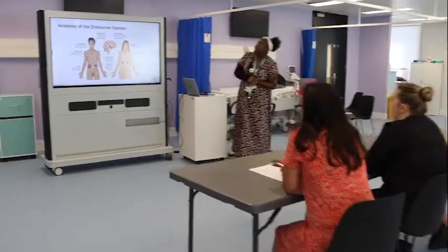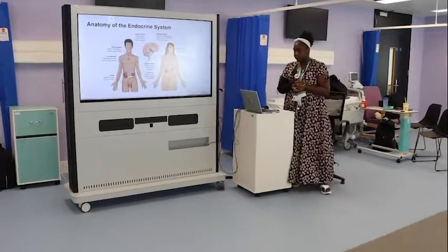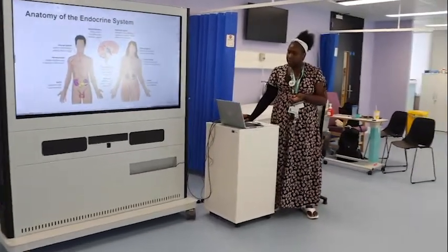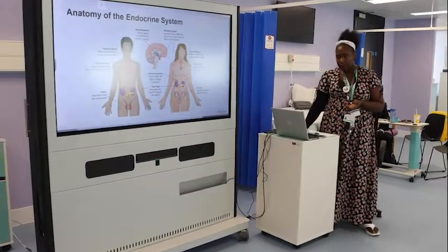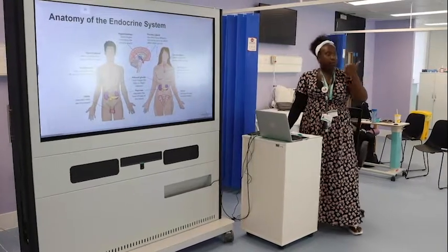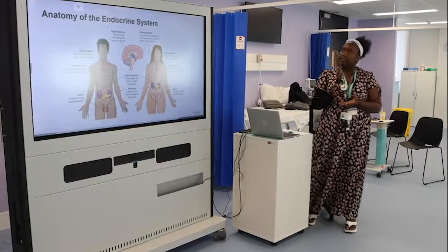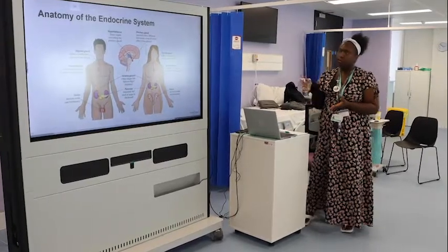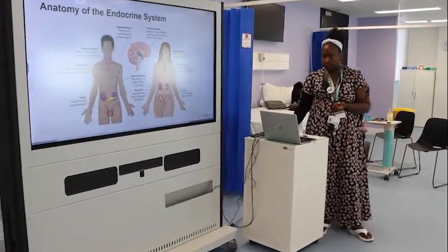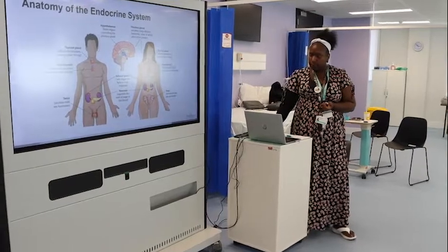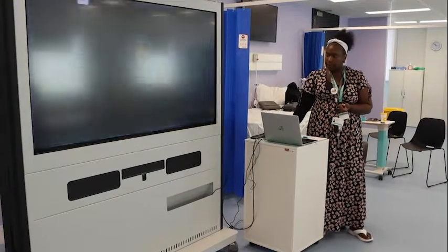Just to follow on from what I've just told you, we have a little diagram here that tells you where in the body those glands are. You can see that each gland is in a different part of the body, starting from the brain, going all the way down to the reproductive system as well. And each of those glands is responsible for a different part of the body as well. We'll start with the glands.